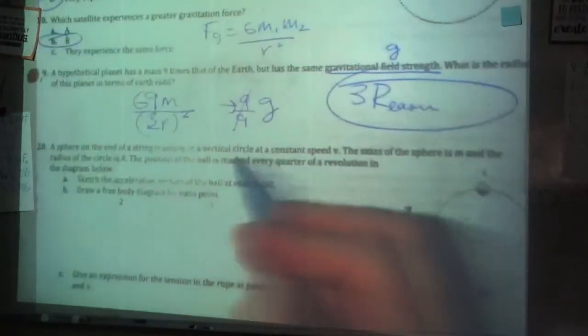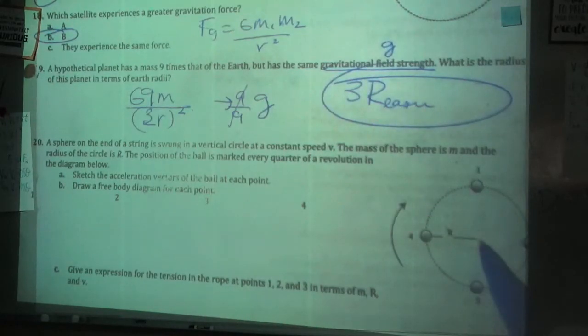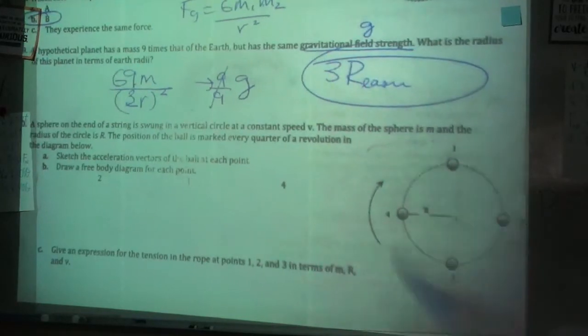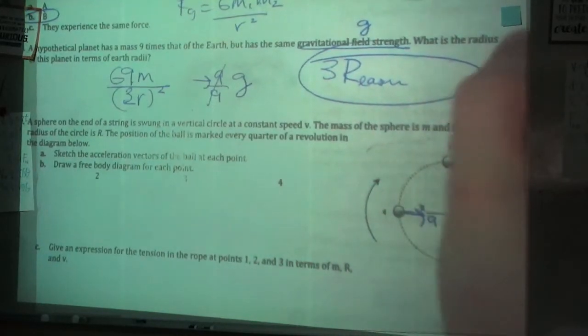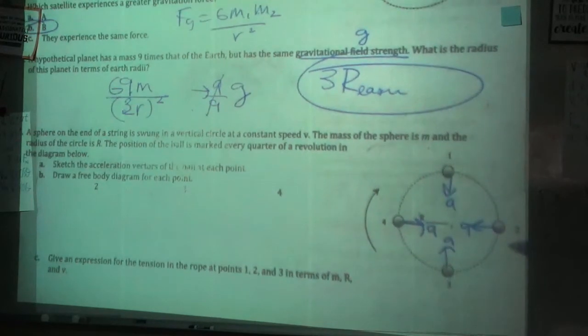Swung in a vertical circle at a constant speed. The mass of the sphere is m and the radius is r. The position is marked or recorded. Sketch in the acceleration vectors. For something moving in a circle, your acceleration is always into the center, like this. Draw a free body diagram.